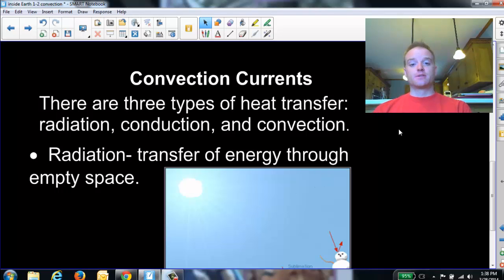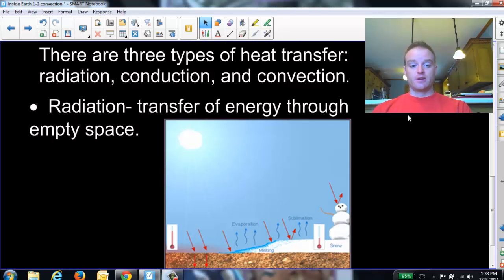Think about this time of year, we have our sun heating up, melting all of our snow, almost all gone. That's radiation. That heat from the sun travels through millions of miles of open space till it gets to Earth, through our atmosphere, and us. There's actually nothing transferring it, just the energy of the radiation itself is carrying it to us. So that's our first type.